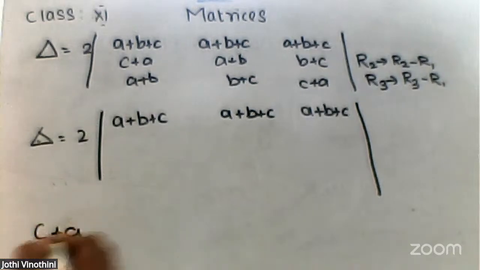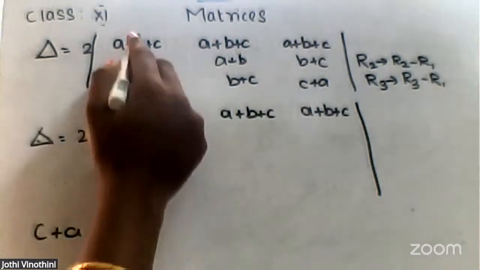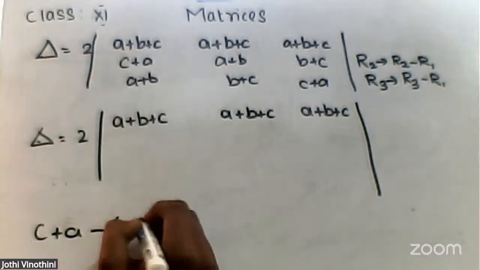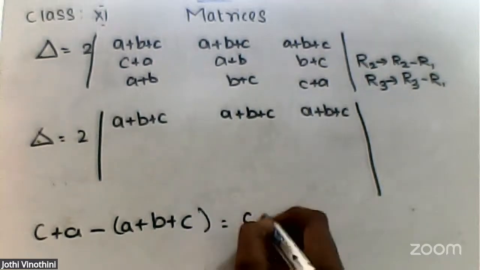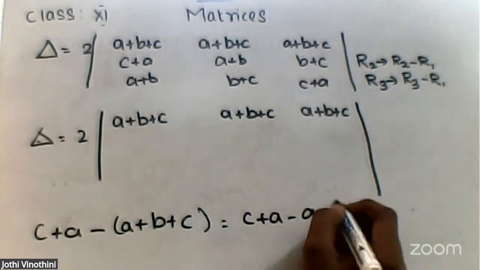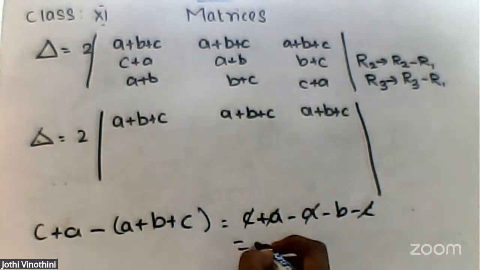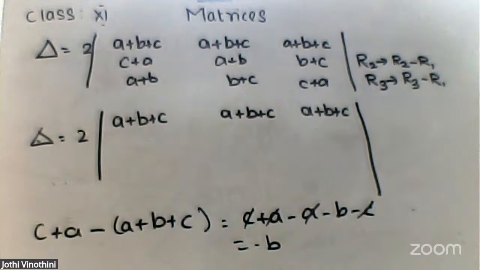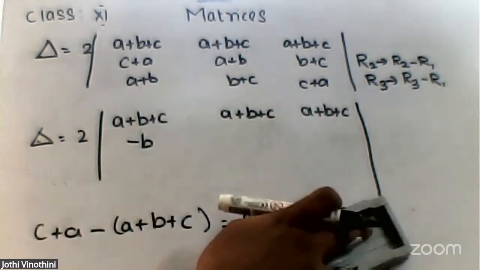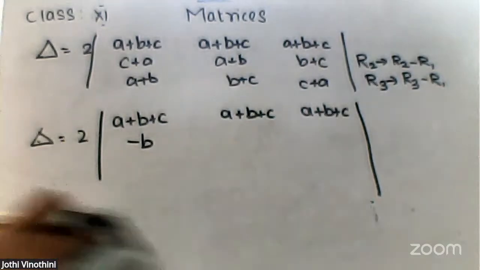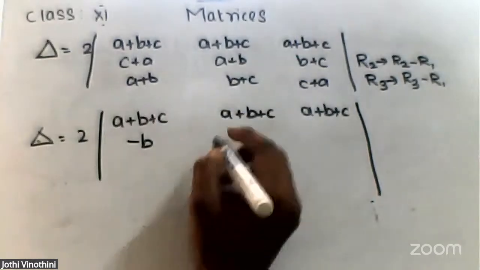Already we have in R2 C plus A. So we are going to subtract R1, which is A plus B plus C. Right? So it will become C plus A minus A minus B minus C. So these two terms will get cancelled, so we have minus B. So I am going to replace it here with minus B. Likewise, we are going to do this for all the remaining terms.